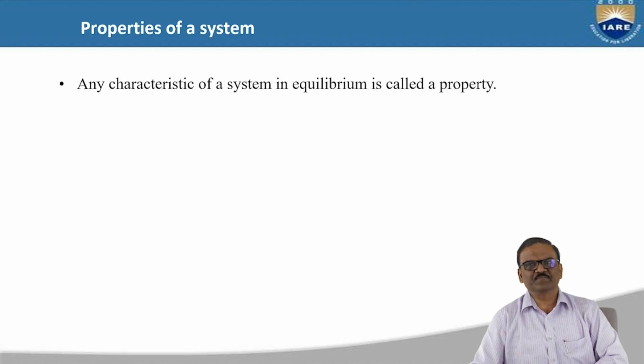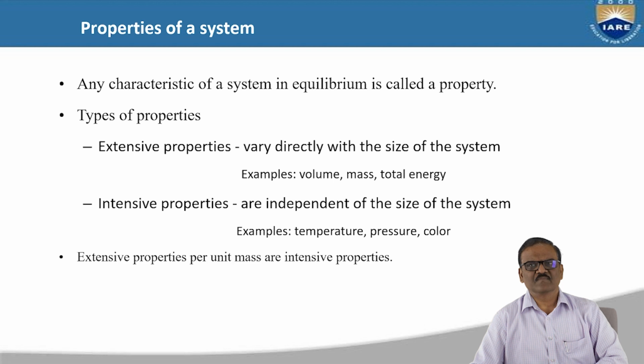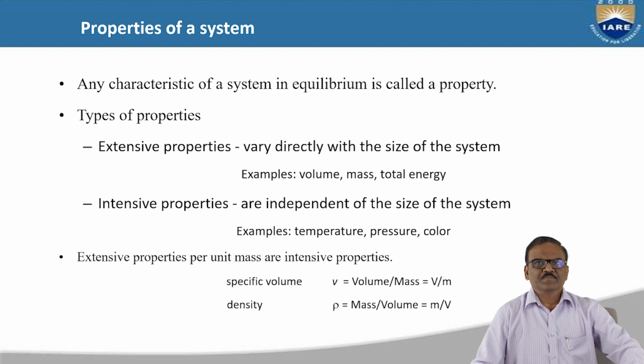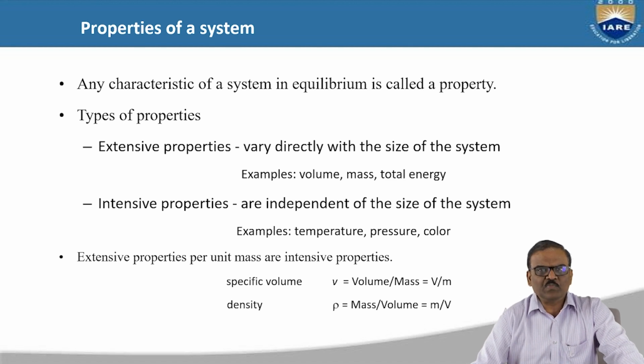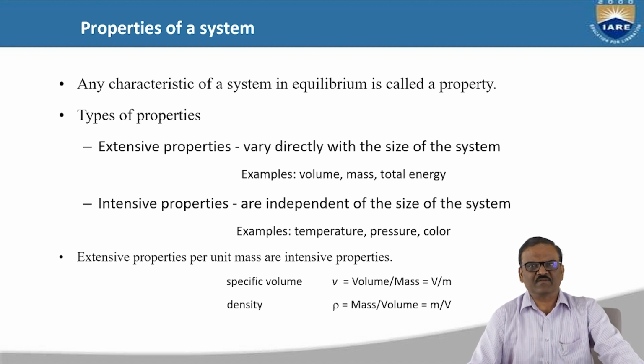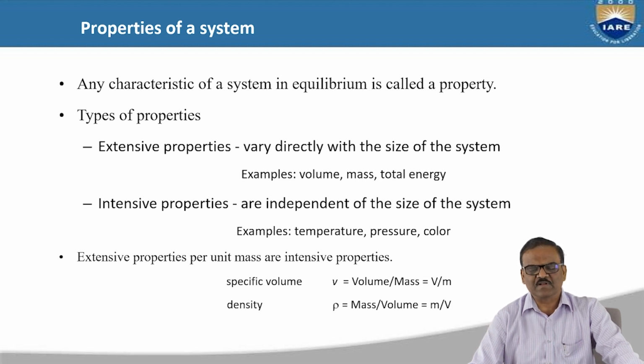Properties of a system. Any characteristic of a system in equilibrium is called a property. There are two types of properties we come across: extensive properties and intensive properties. Extensive properties vary directly with the size of the system. Example, volume, mass, total energy.